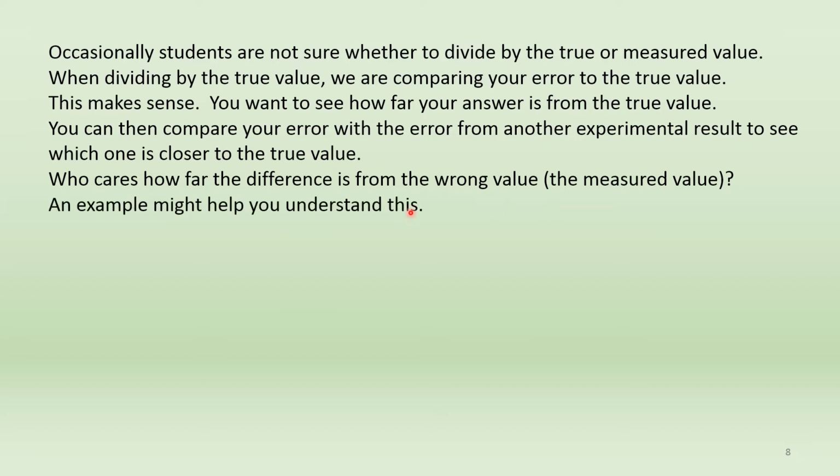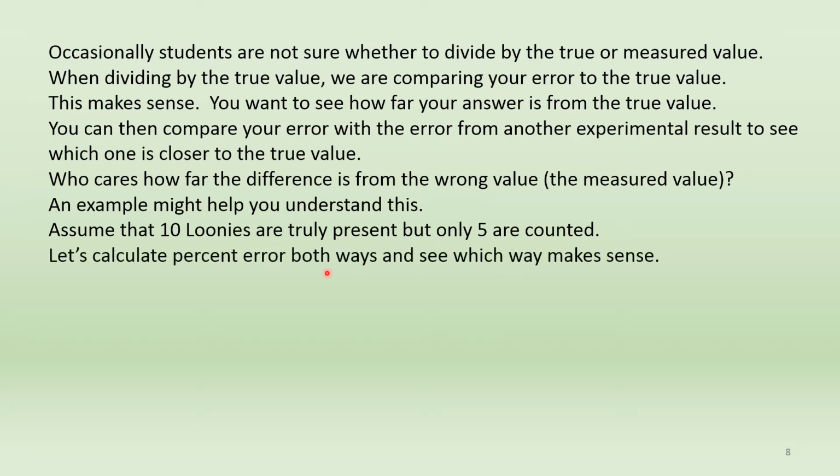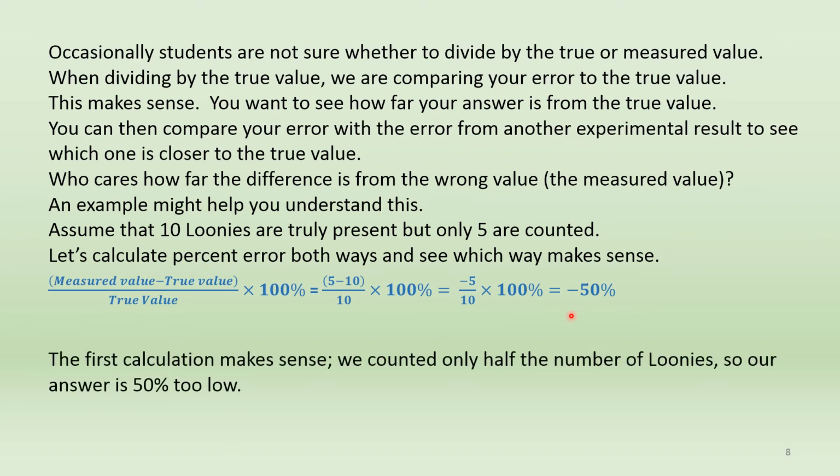An example, again, might help you to understand. Let's assume that 10 loonies, $10 in coins, are truly present in your wallet, but you counted only 5. You're having a bad day. Let's calculate the percent error both ways and see which way makes sense. So if you do it correctly, 5 minus 10 over the true value, 10, that's negative 5 on 10 and negative 50%. Now doesn't that make sense? You counted only half the number of loonies, so your answer is 50% too low.